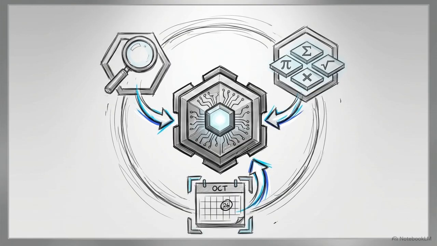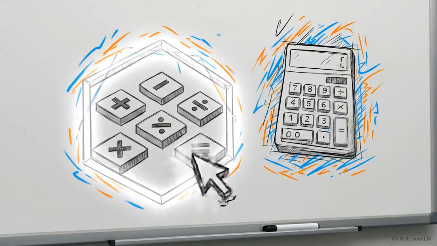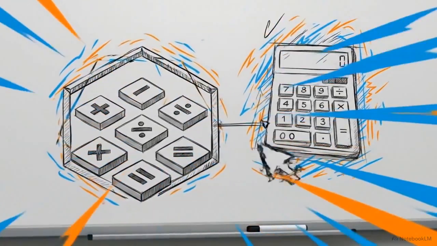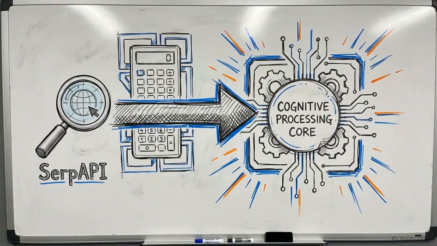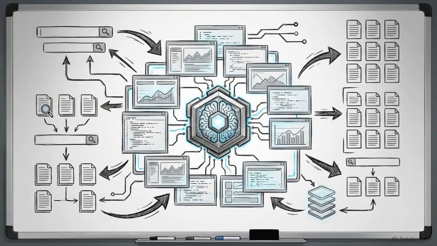Now we give the agent tools. Tools expand the agent's capabilities beyond generating text into performing specific actions. First, add a calculator tool. This allows the AI to perform math accurately without relying on its own text-based predictions. Next, add SERP API. This specific tool connects the agent directly to Google search results. Create a free account on the SERP API website, generate your free tier key, and paste it into N8N as a new credential. By combining memory with external data gathering tools, you transform a text generator into a context-aware digital researcher.